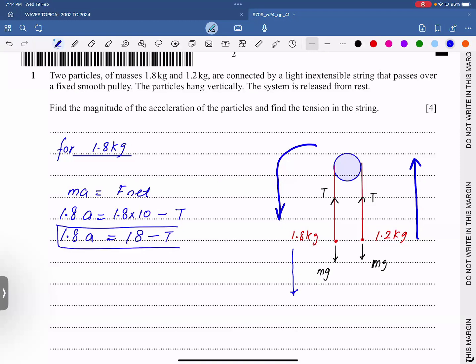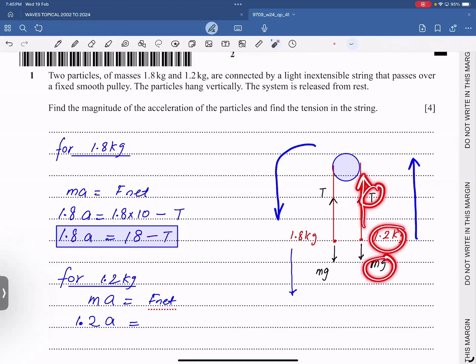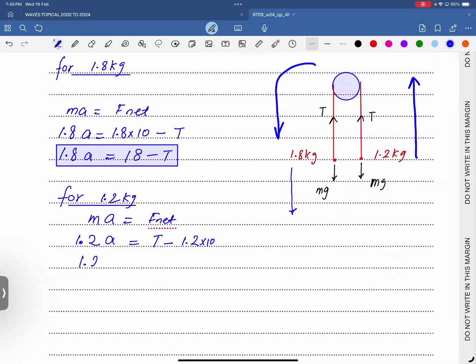You got one equation. The same way you are going to get the other equation for 1.2 kilograms. This is how you have to present in the exam. So you again say Newton's second law, F net is equal to ma. This time mass is 1.2, a. You want F net. No, it's forward force for 1.2 is the tension minus the weight. Weight is 1.2 times 10. So dear students, this is 1.2a is equal to T minus 12. You got these two simultaneous equations.